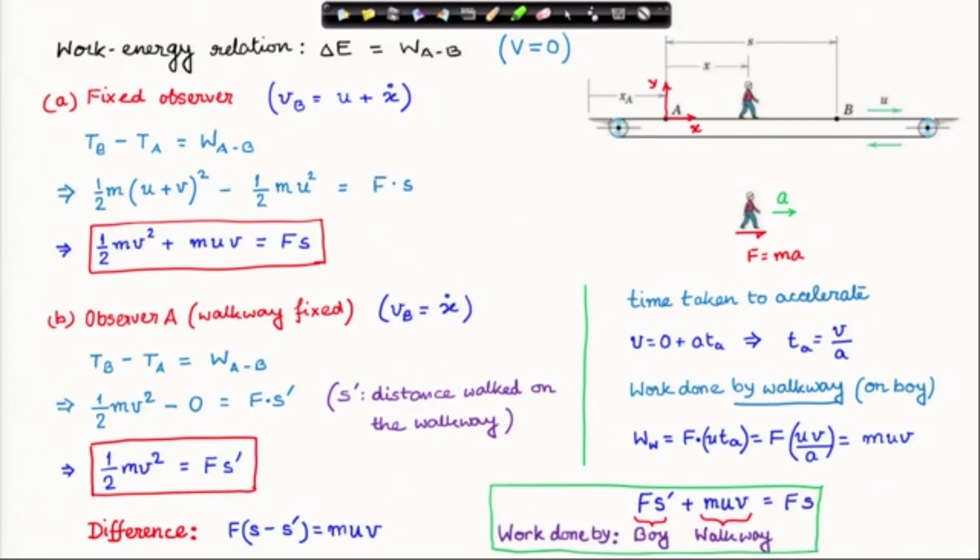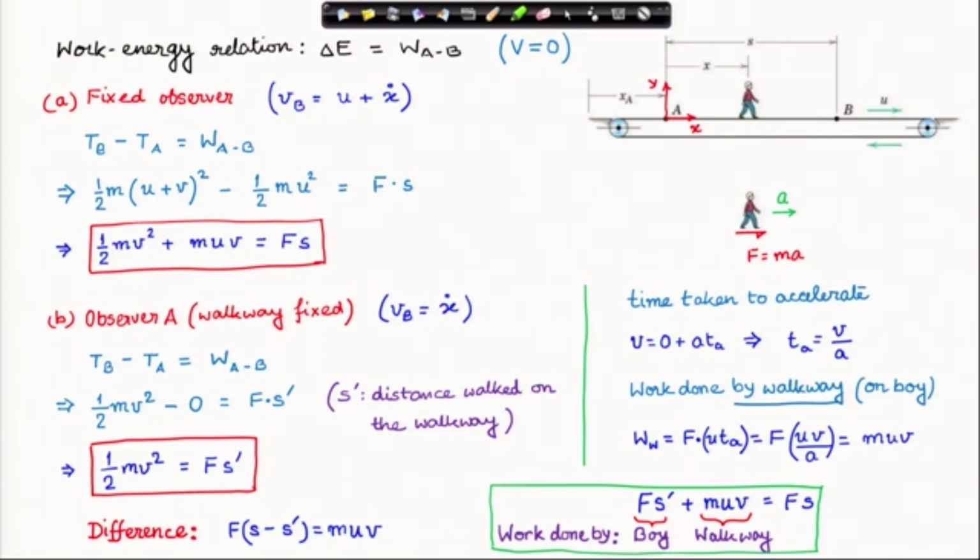Therefore, the work done by the boy has to be measured in the walkway frame, because the boy is walking on the walkway, he is accelerating, he is using his energy to accelerate only over the distance he is covering on the walkway. Therefore, the work done by the boy must be F s prime plus the work done by the walkway on the boy, which is m u v. This is the total work done as calculated by the inertial observer.